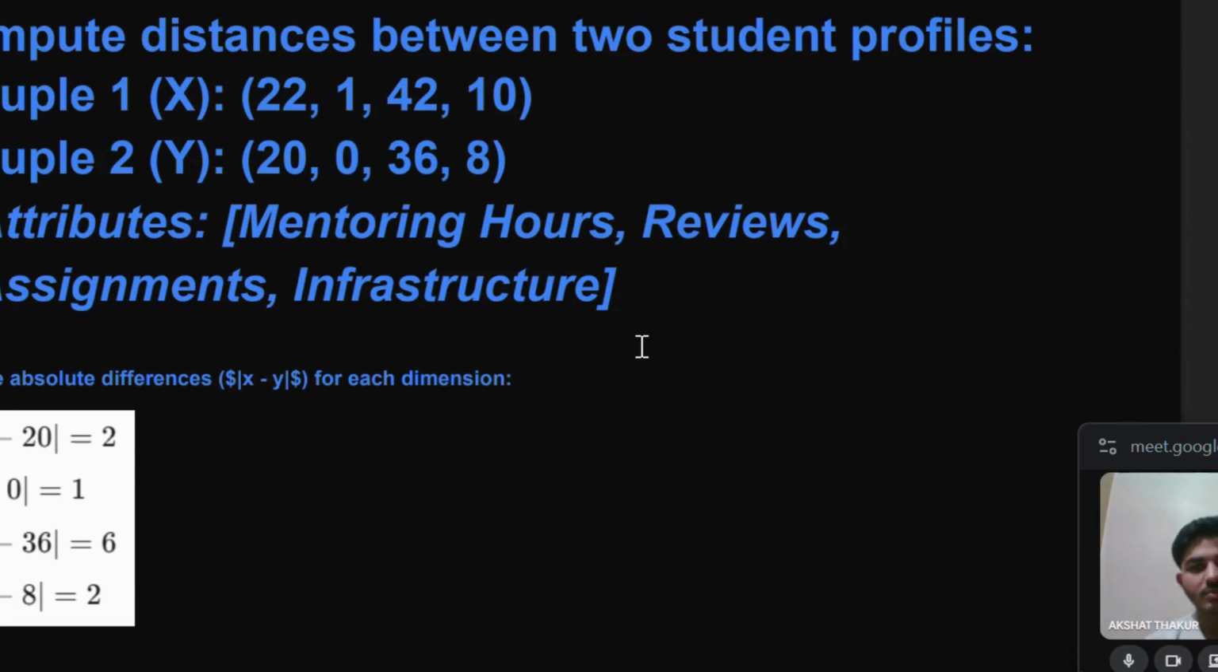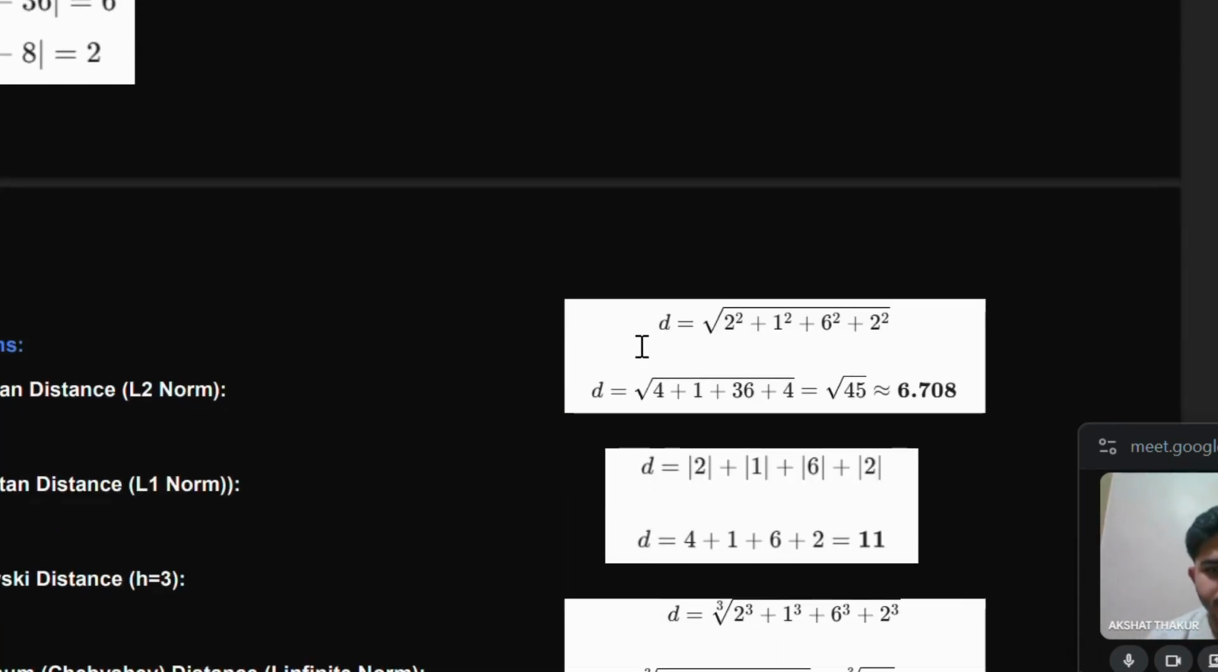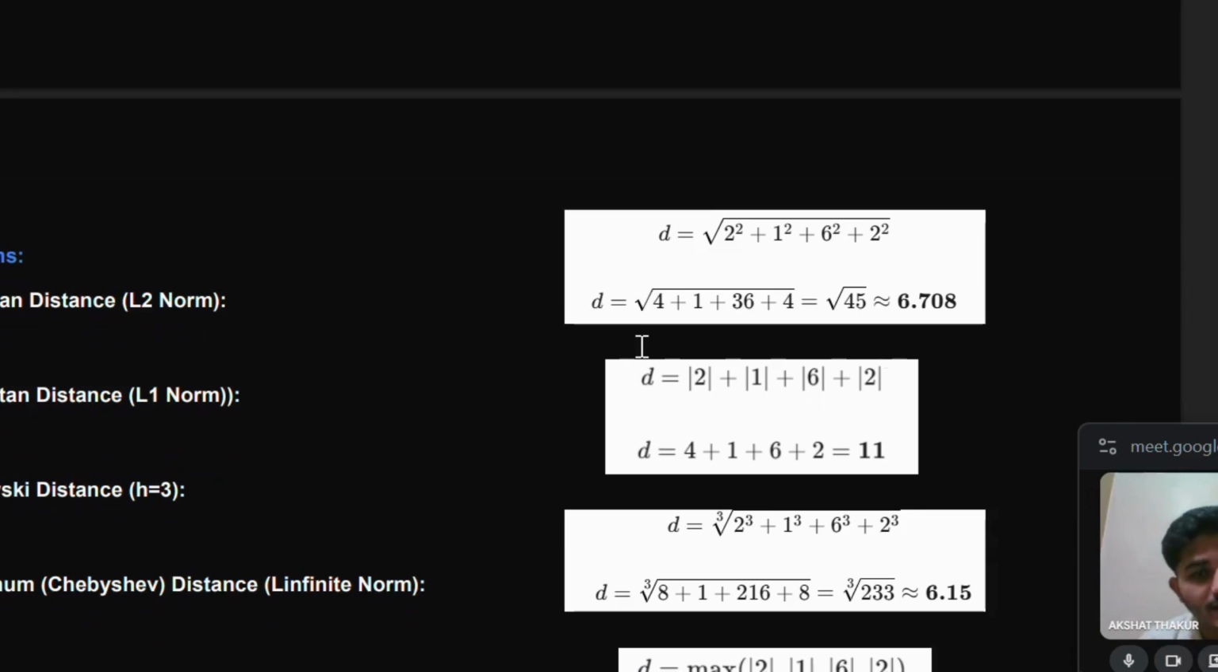The distance is computed between corresponding elements, as both have 4 elements. So d1 will be 2, d2 will be 1, then 6, 2 respectively. Now Euclidean method. For Euclidean, the formula is simple, the sum of all the distances squared. So the distance will be root 45, which is equal to 6.07. What is the Manhattan formula? We take the sum of the modulus of distances. So it will be 4 plus 1 plus 6 plus 2.